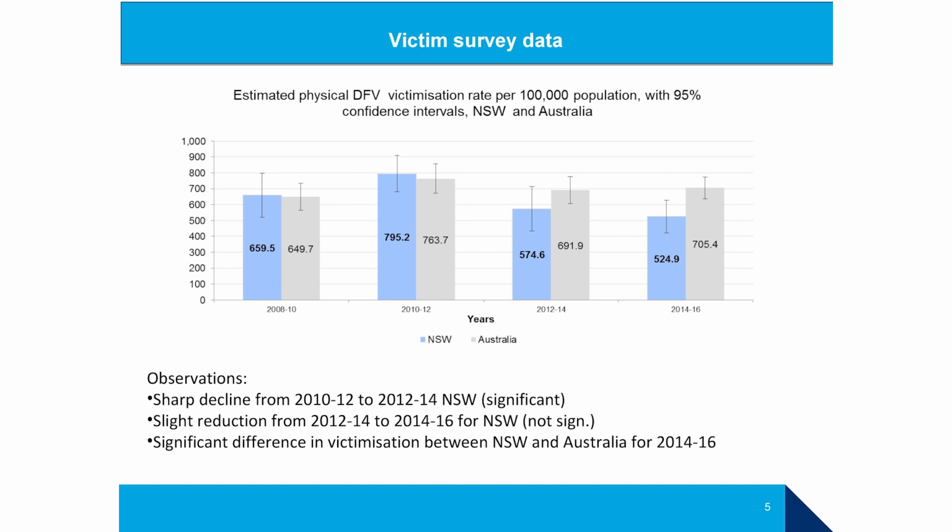The disadvantage is the cost of these surveys. It's just very expensive to run a large-scale victim survey, and so we only have data on these surveys from 2008-9 to the most recent being 2015-16.